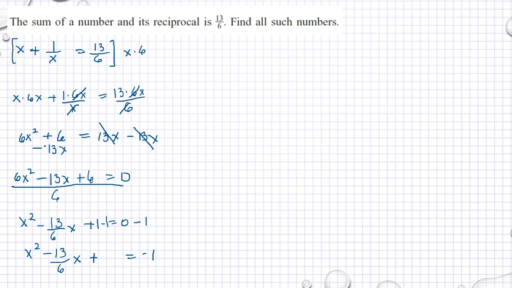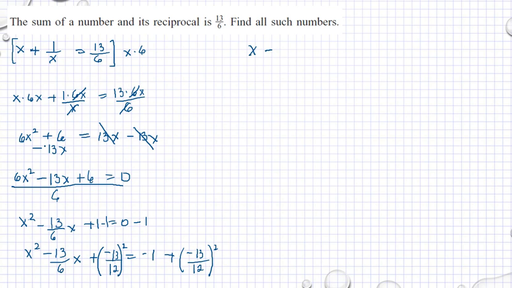And if we add to both sides of the equation the square of half of the middle term, we have negative 13/6, and half of that will be 13/12 squared. We do it for the right hand side also. We have negative 13 divided by 12 squared. So the left hand side of the equation now is a perfect square.